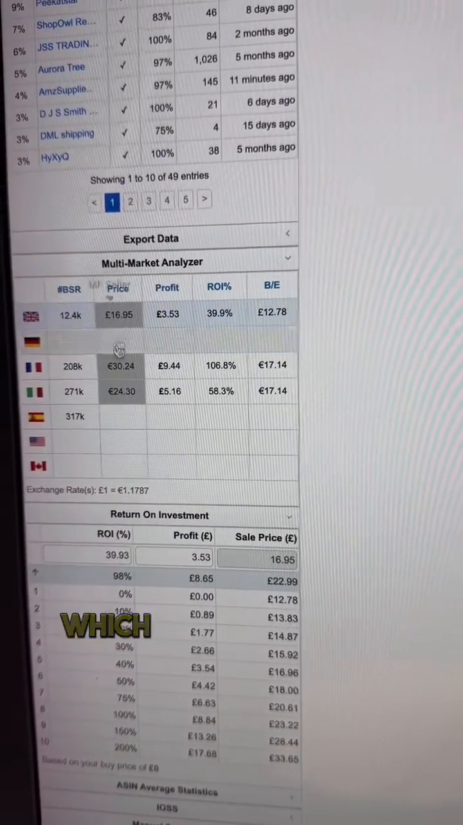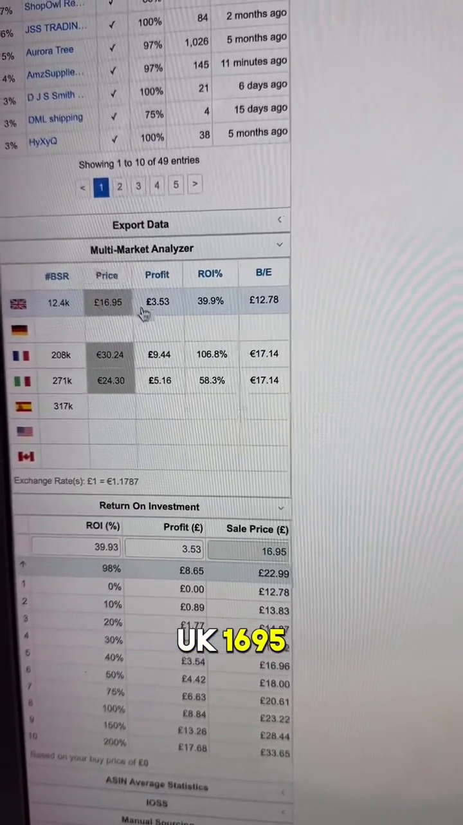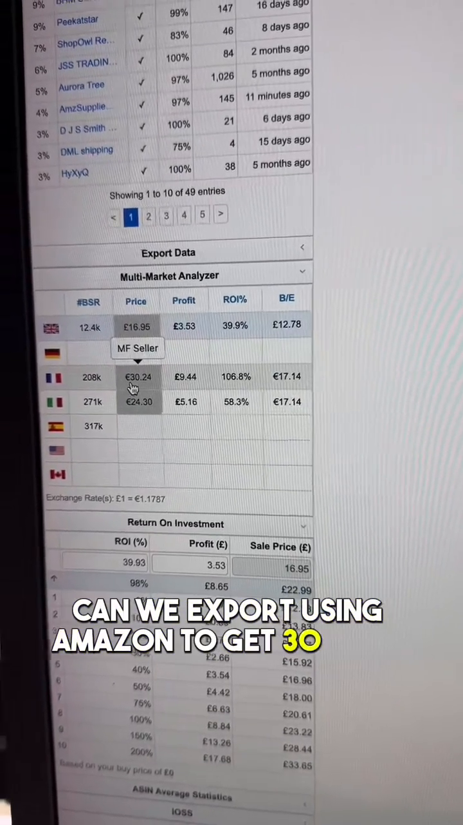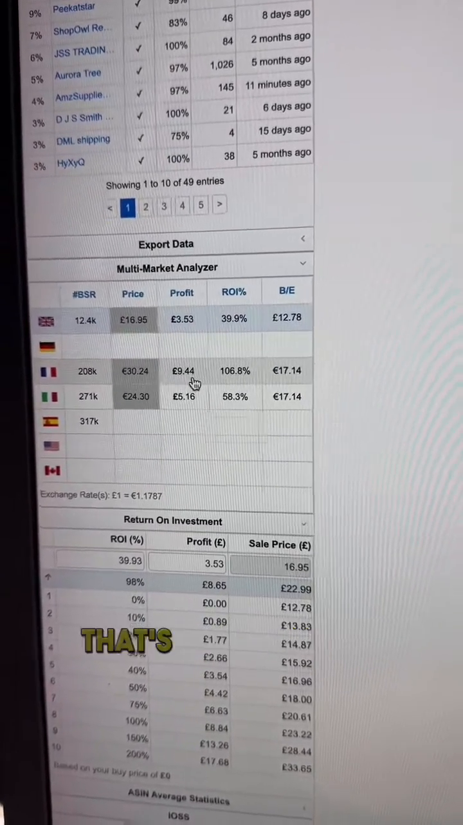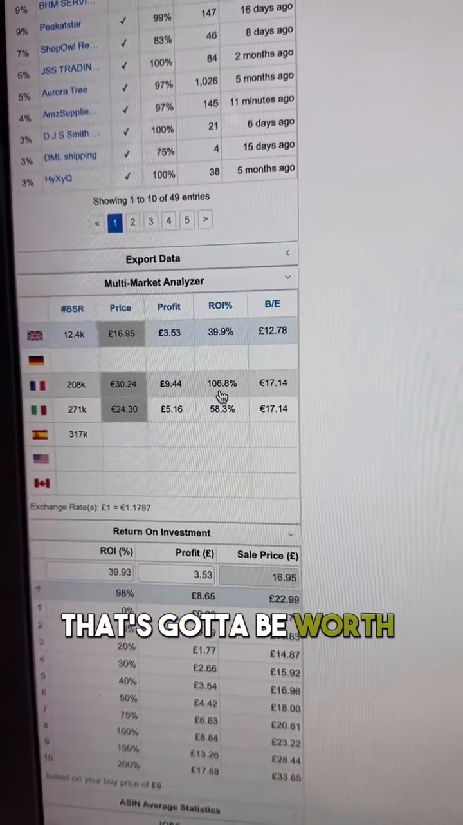We can then also look, which becomes really interesting here. Look at this. UK, £16.95. France, €30. Can we export using Amazon to get a €30 sale price? We probably can. That's a £9.44 profit and over 106% ROI. That's got to be worth looking into.